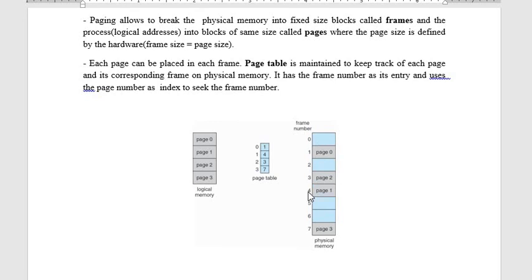Now come to the physical memory. Once you divide the process into pages, we need to take care that the physical memory also has some kind of partition or support for fitting those pages. To do so, the physical memory is divided into frames, where the frame size is equal to the page size, so that you can easily fit a page into a frame.